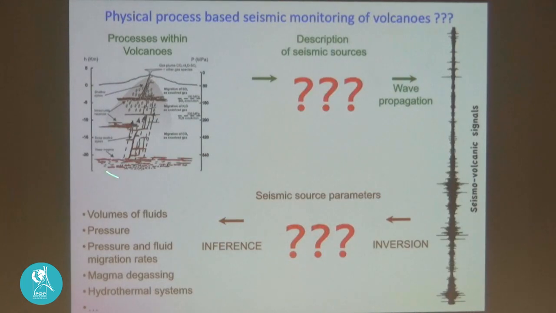So essentially, we would like to develop models when we have a physical model of a volcanic system. We can describe seismic sources related to different processes, predict waves, and then use this physical description to formulate an inverse problem for volcanic seismic sources and make inferences about different processes occurring in the plumbing system: magma, pressure, rates, and so on. But for this, we need a seismic source model that we basically don't have today. This, I think, is the major challenge for volcanic seismology, but also for slow earthquake seismology these days.